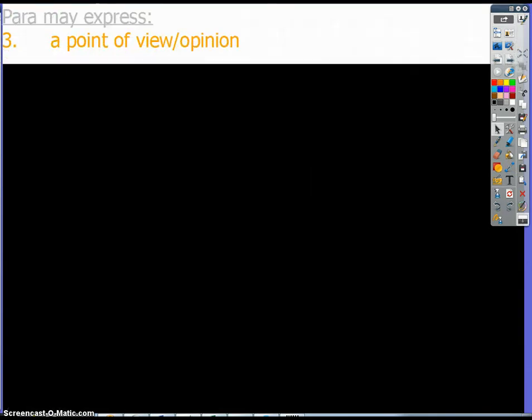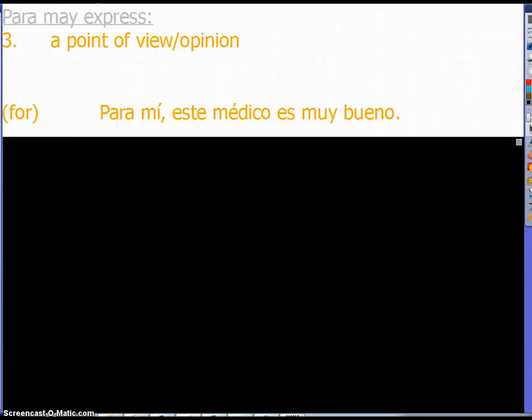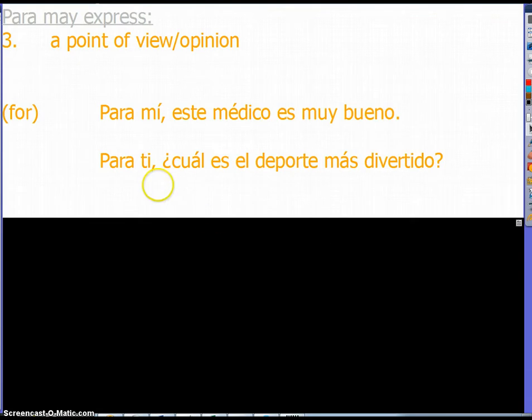Para can also express a point of view or an opinion. Para mí, para ti. Para is a preposition, so just like you can't say yo, you can't say para yo. You can't say tú, you can't say para tú. So what do you use? You use mí with an accent or ti without an accent.